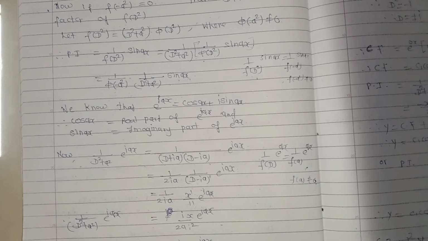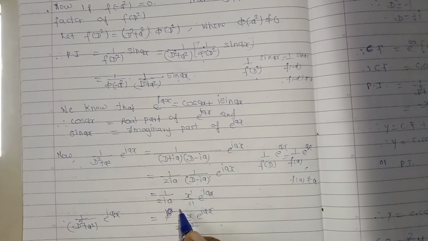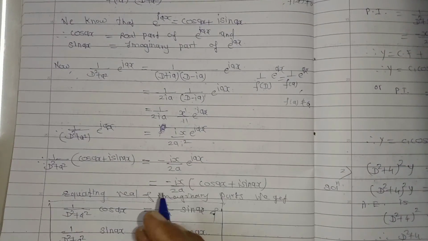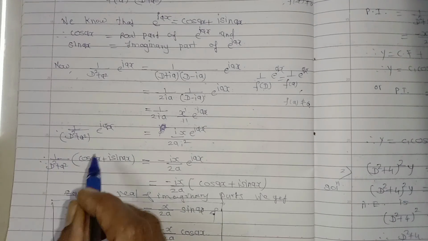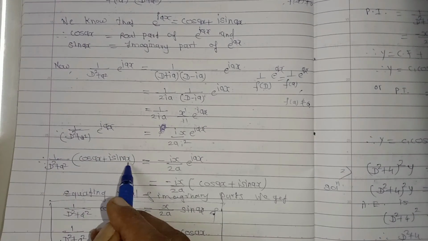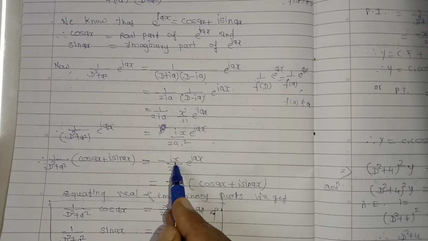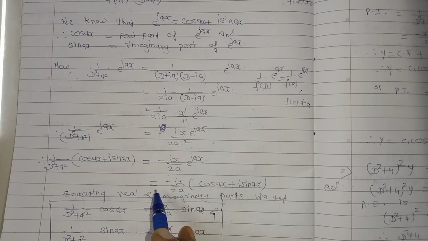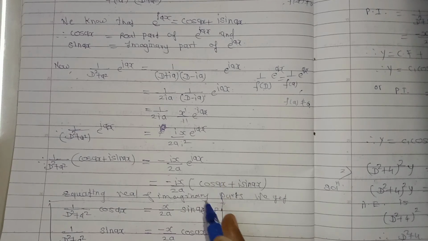Simplifying this, we multiply both numerator and denominator by i. So we get ix upon 2a into i square, times e raised to iax. And finally i square is minus 1, so that 1 upon D square plus a square operated on e raised to iax, meaning cos of ax plus i sin ax, equals minus ix upon 2a into e raised to iax, which is equal to minus ix upon 2a into, in bracket, cos of ax plus i sin ax.